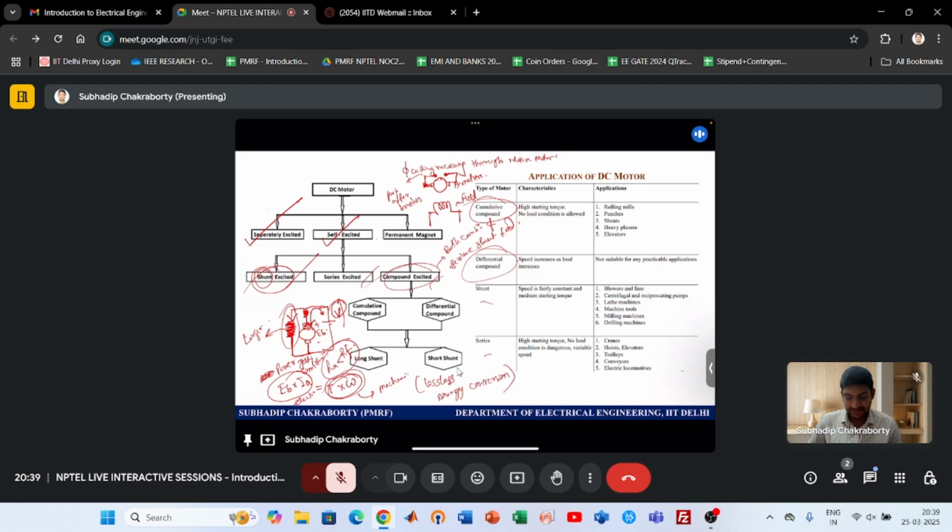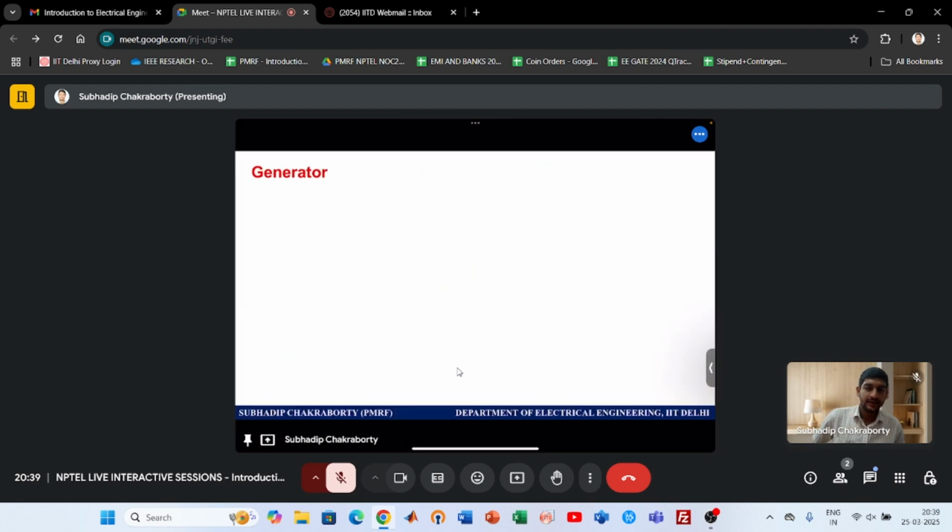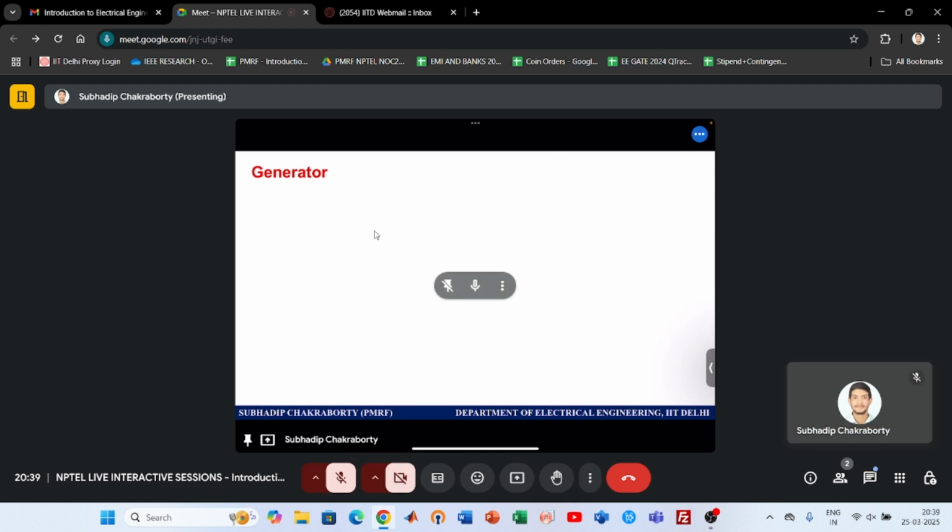So now coming to the characteristics of the generator for different kinds of DC machines, and the characteristics for the motors for different kinds of DC machines. So I will just write the equation.